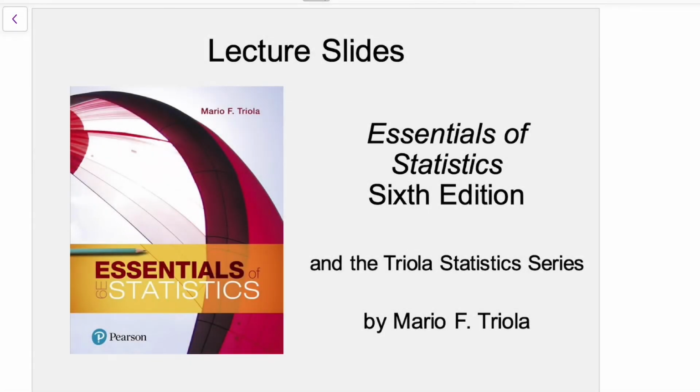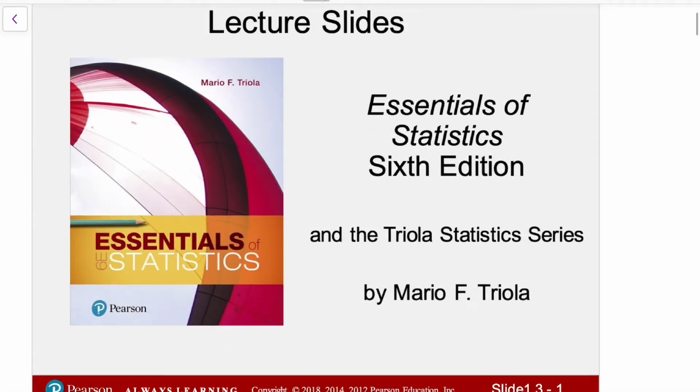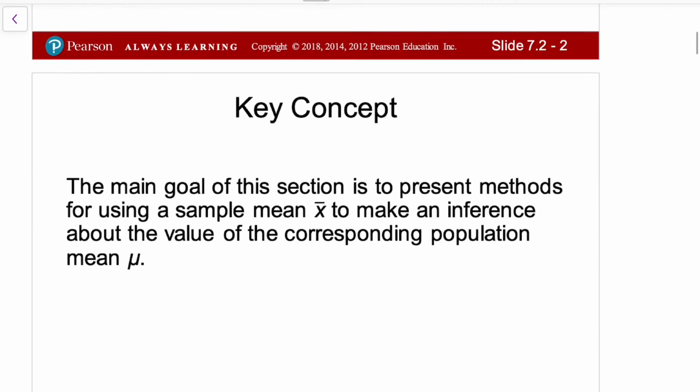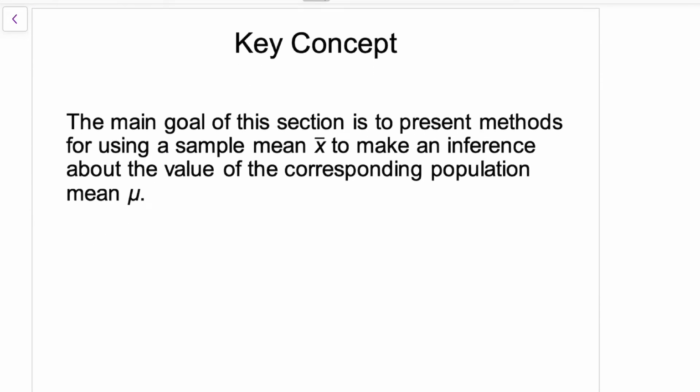Hello. In today's video, we will finish our study of Chapter 7. We are only covering up to 7.2, estimating a population mean. This section will be very similar to the one before it, in that our main goal is to use the sample mean x bar to make an inference about the corresponding population mean mu. We're going to use the same methods for p and p hat that we're going to use now for mu and x bar. We'll see what we mean.